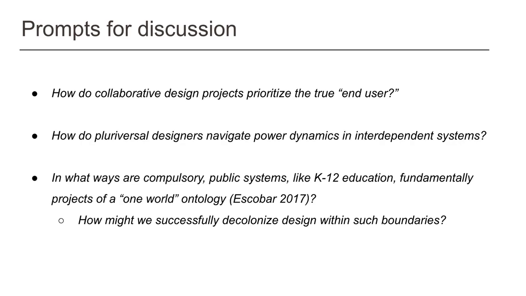So first, the prompts. How do collaborative design projects prioritize the true end user? How do pluriversal designers navigate power dynamics in interdependent systems? And in what ways are compulsory public systems, like K-12 education, fundamentally projects of what Arturo Escobar calls a one-world ontology? And how might we successfully decolonize design within such boundaries?